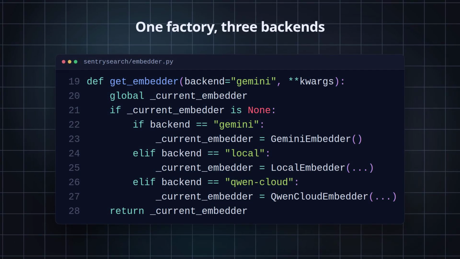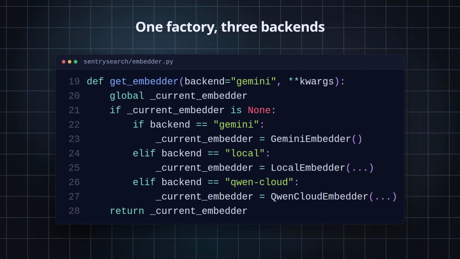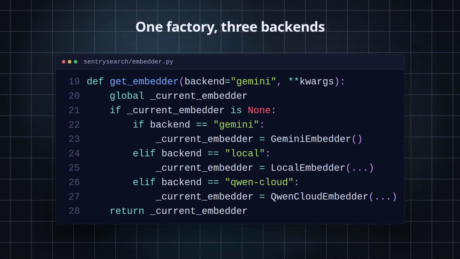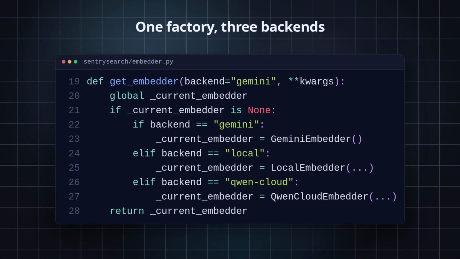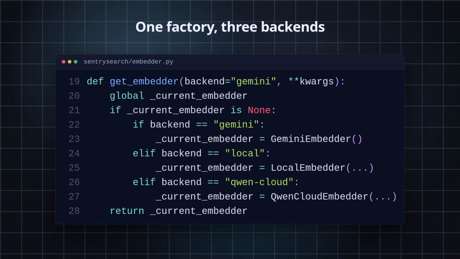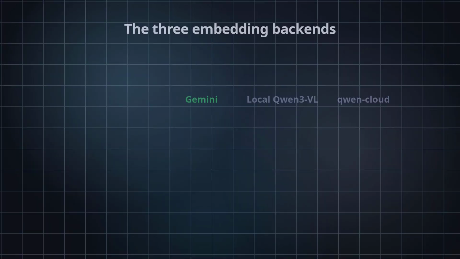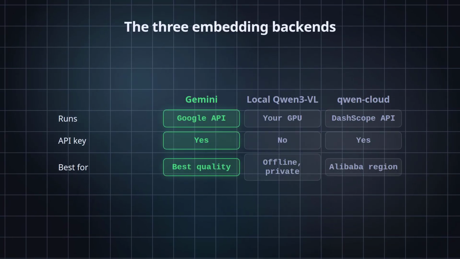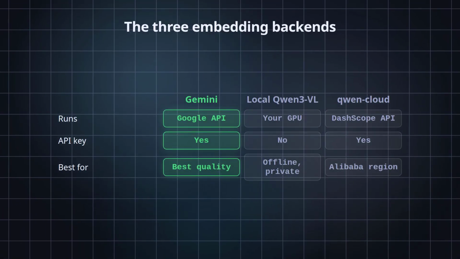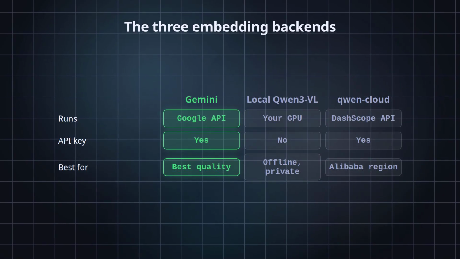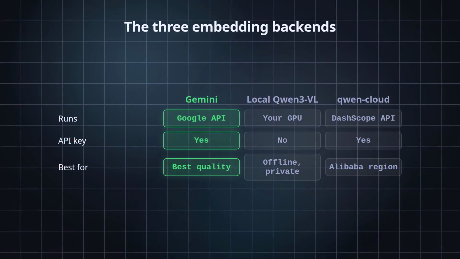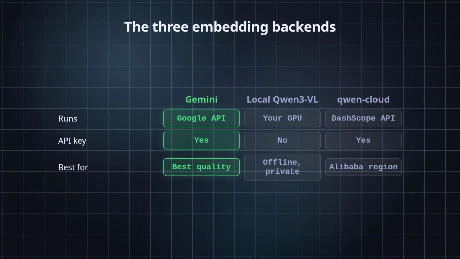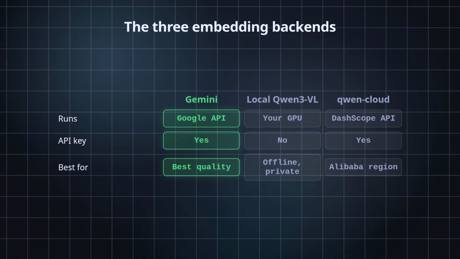Embedding is hidden behind a small factory. One function returns whichever backend is active, and every caller talks to the same interface. That's what keeps the rest of the code from caring which model is running. 3 backends sit behind that factory. Google Gemini as the default and highest quality, a local Qwen3-VL model that needs no API key and runs entirely on your machine, and Alibaba DashScope for the cloud Qwen option.